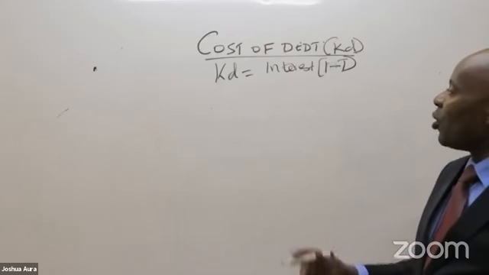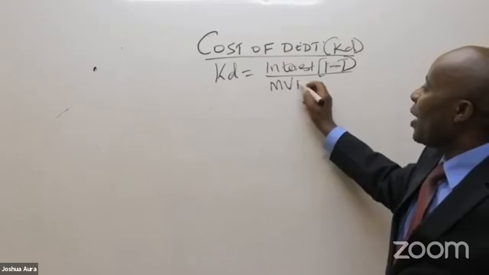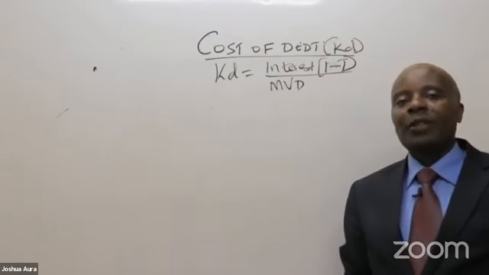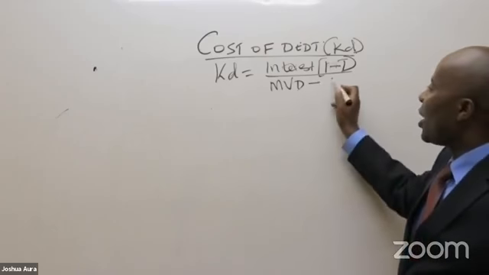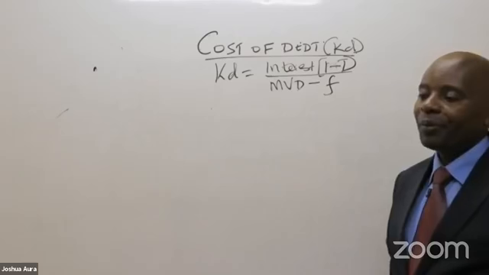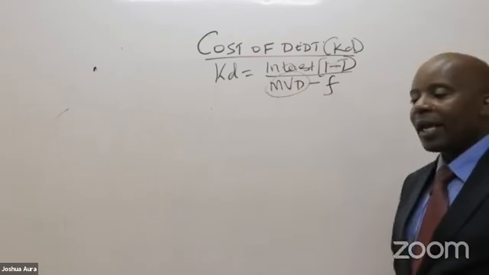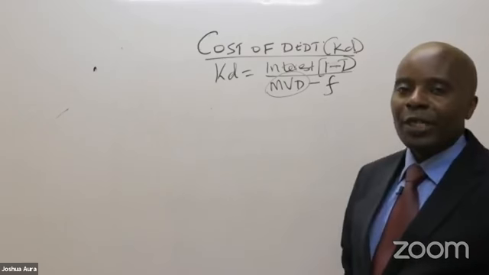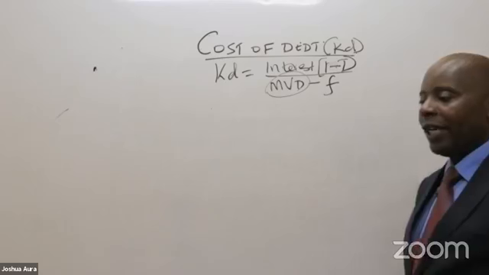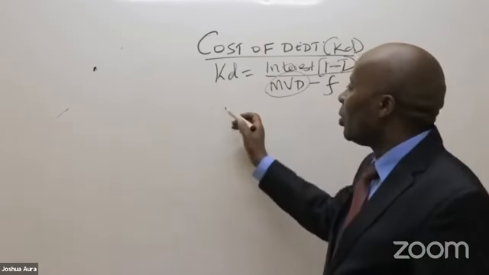So KD will be equal to interest times 1 minus tax, all over market value of debt, minus any flotation costs or discounts. You subtract them. So please write this in full. MVD is market value of debt. Now, ladies and gentlemen, I would want us to go slowly.